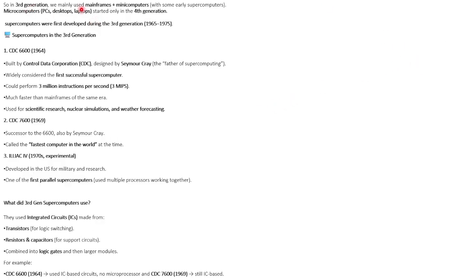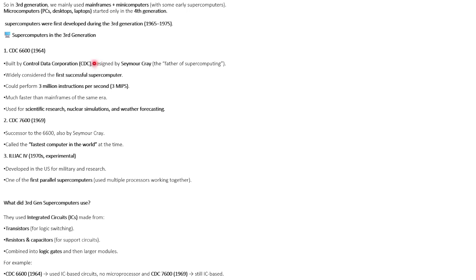So in third generation, we mainly use mainframes and mini computers with some early supercomputers. Microcomputers, PC, desktop, laptops started only in fourth generation. Supercomputers were first developed during the third generation, 1965 to 1975. Supercomputers in the third generation are CDC 6600, made in 1964, as we discussed earlier, built by Control Data Corporation. It's a company name.